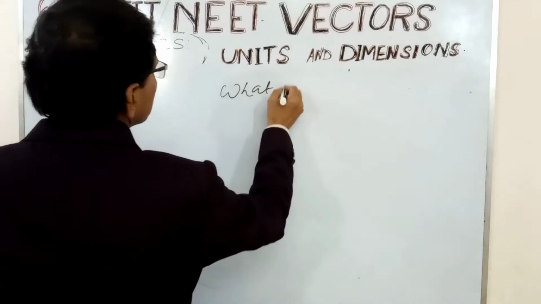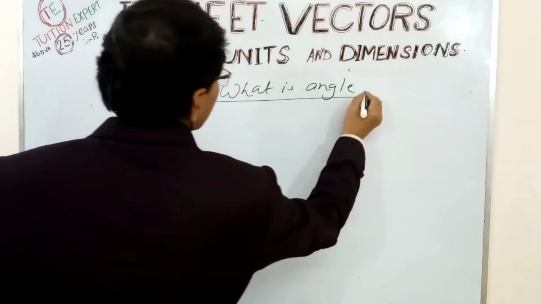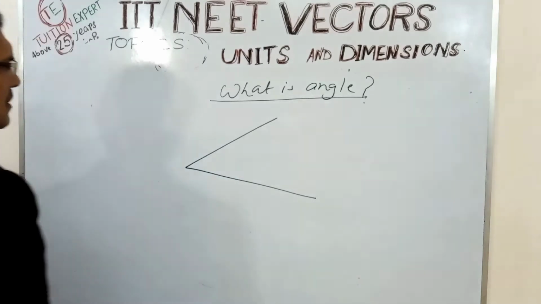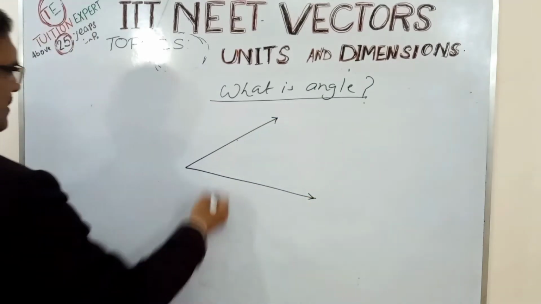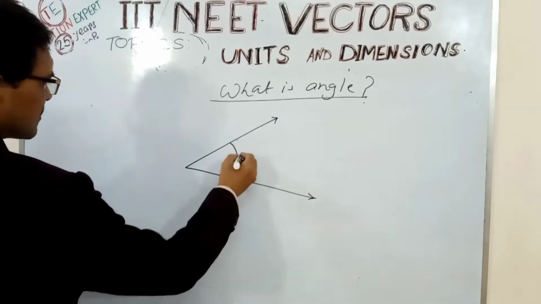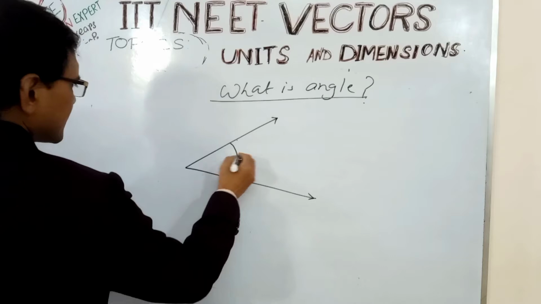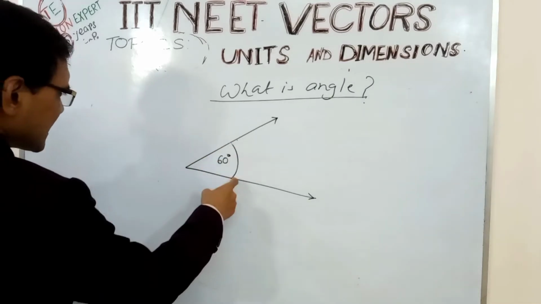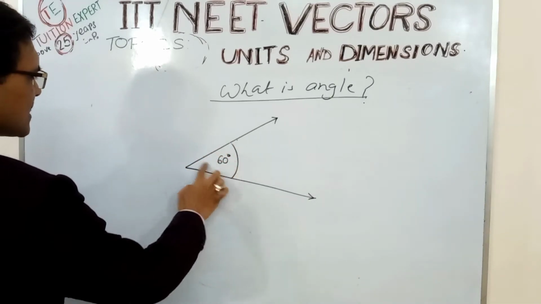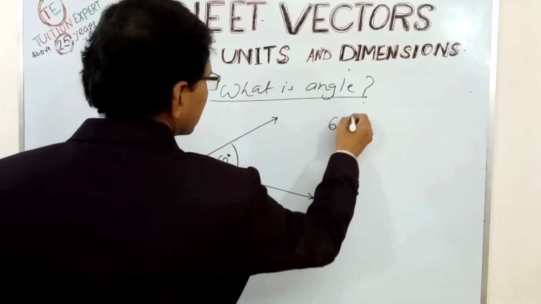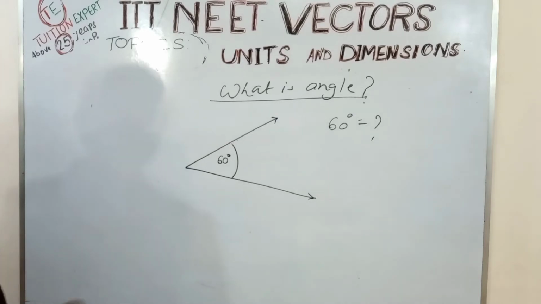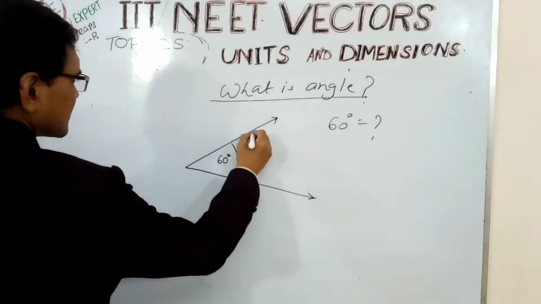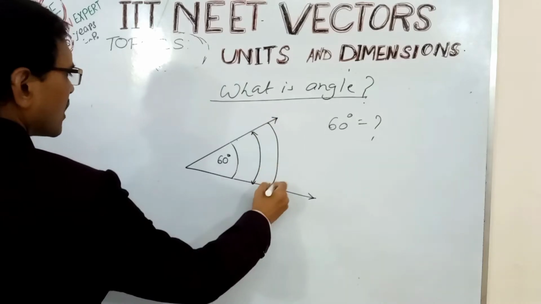What is an angle? Suppose we know the angle between two lines is measured this way. We write an angle here. Suppose this is 60 degree. Now what is the 60 degree? Is it this length, or is it this area? What do you mean by 60 degree? If a student marks this, then this length will be different, but all are the same angle.